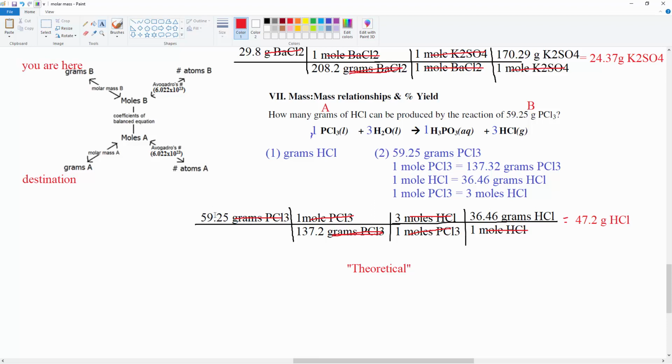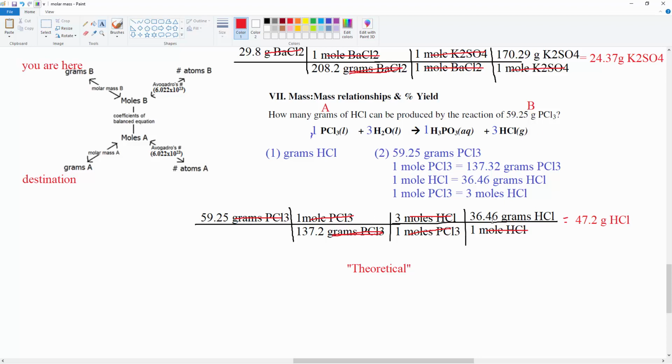Or maybe you did weigh out 59.25 grams of PCl3, but the bottle came from a supplier and it really was only like 89% pure. So there's not actually 59.25 grams of PCl3 in that container, right? Or maybe you set up this reaction and it reacted with something else that was in your flask, like a contaminant. Or maybe it decided it didn't want to react at all, and so you didn't get very much product, right?